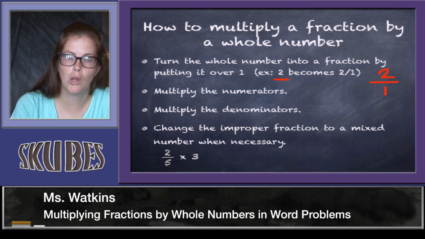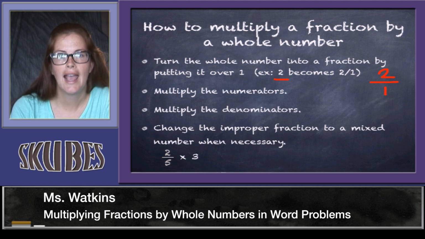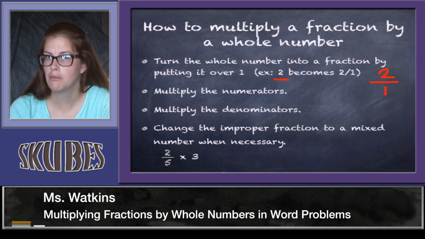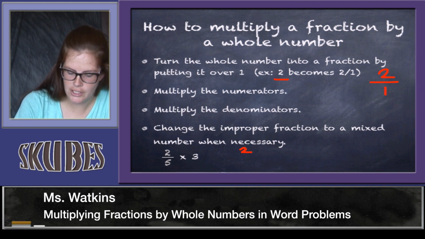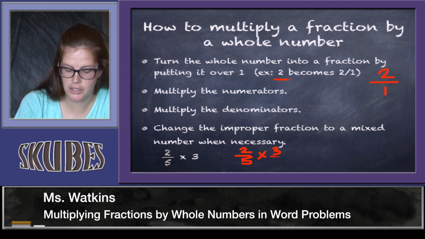The next step would be to multiply the numerators, multiply the denominators, and then if necessary, you can change the improper fraction to a mixed number. So let's look at our problem on the bottom here. We have 2/5 times 3. So the first thing we need to do is change our 3 into a fraction by just putting it over 1.